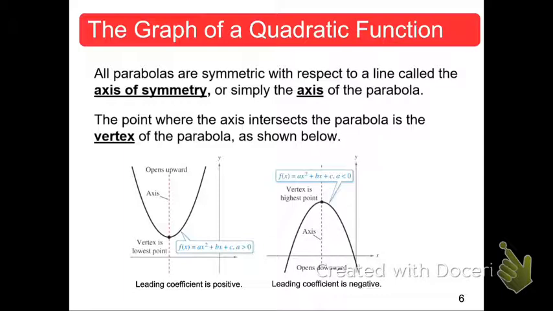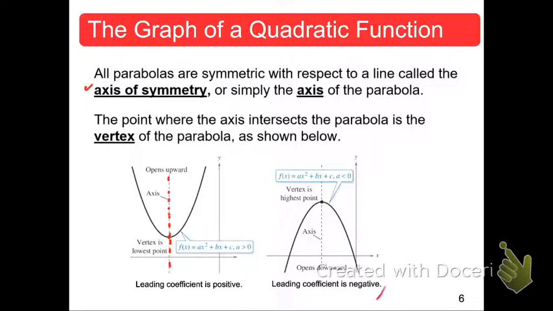All parabolas are symmetric with respect to what we call the axis of symmetry. Sometimes we just call this the axis. The axis of symmetry is the line, in this case this red line, that when I reflect about this line, I have a mirror image. It's a reflection about the y-axis. The point where this axis meets the actual graph is the vertex of my parabola.